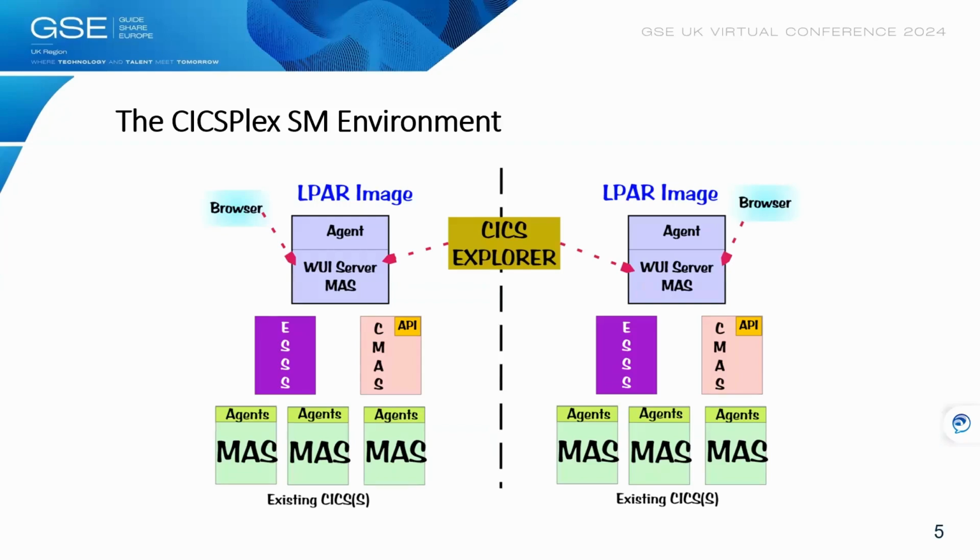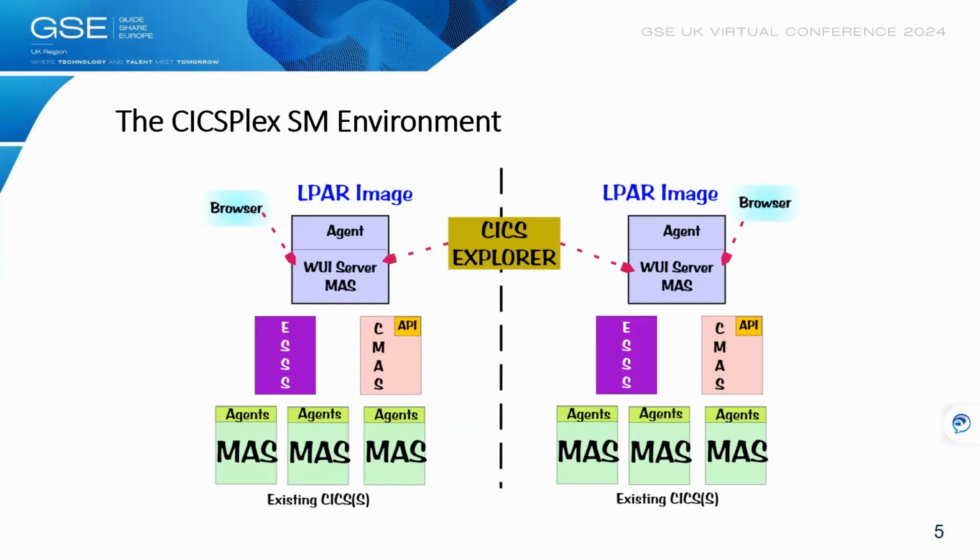But in each LPAR, we'll also have a CMAS, which is basically a controlling address space. It's the one that's going to issue the commands to your CICS regions, get the results back, and report it to you. Now, to talk to CICSPlex SM, you need a user interface. So IBM decided to use a CICS region for that. So we call it the web user interface or the WUI server region. It is really just a plain old CICS region with CICS web support enabled for transmission of HTML pages to and from your browser for communication.